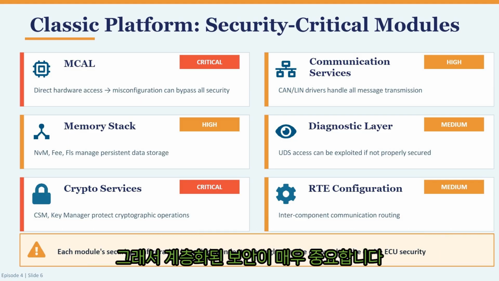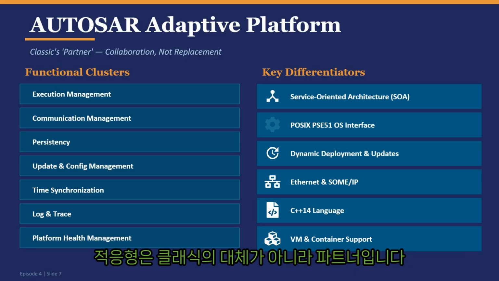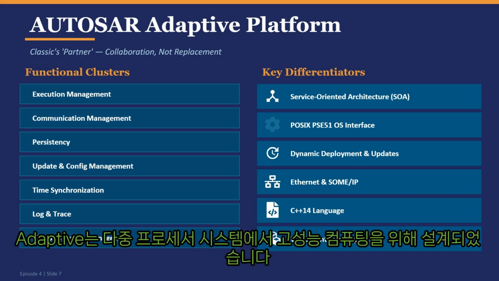That's why layered security is so important. Now let's move to AUTOSAR Adaptive Platform. Adaptive is not a replacement for Classic, it's a partner. They collaborate, not compete. Adaptive is designed for high-performance computing on multi-processor systems.